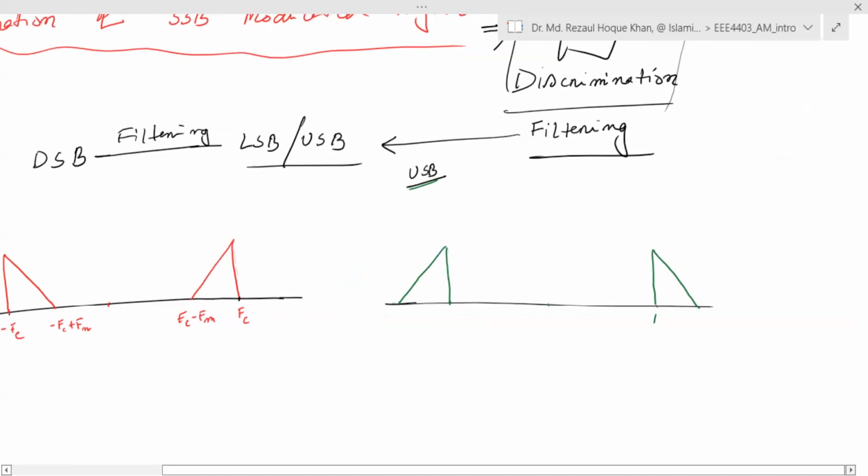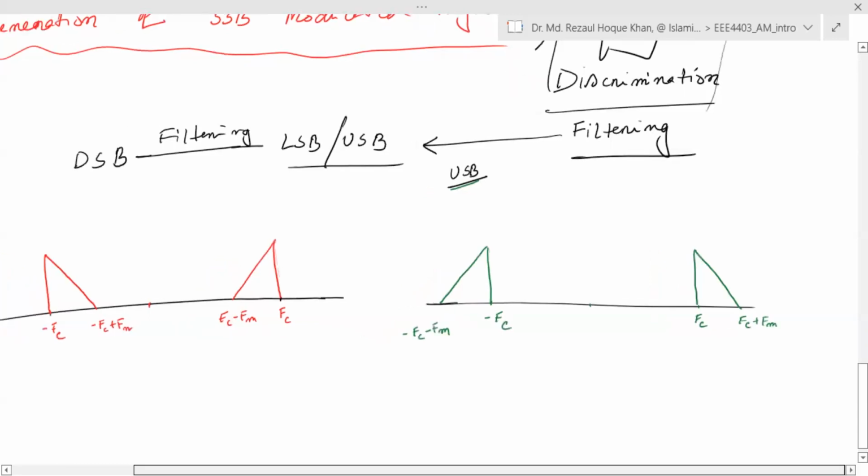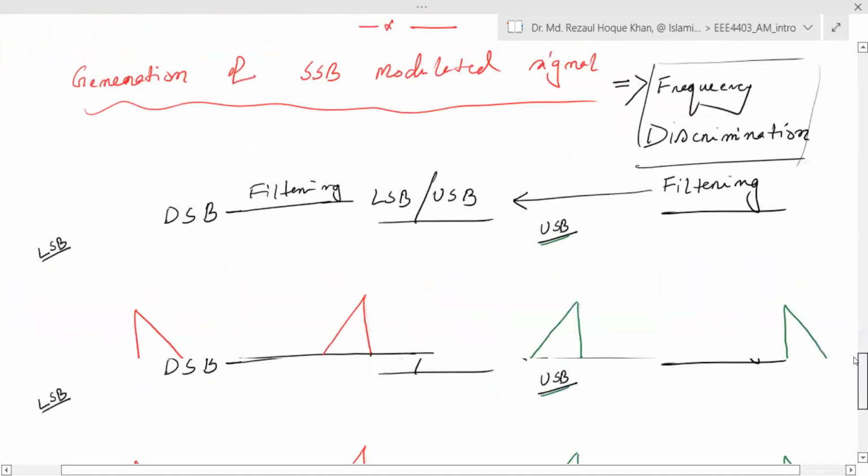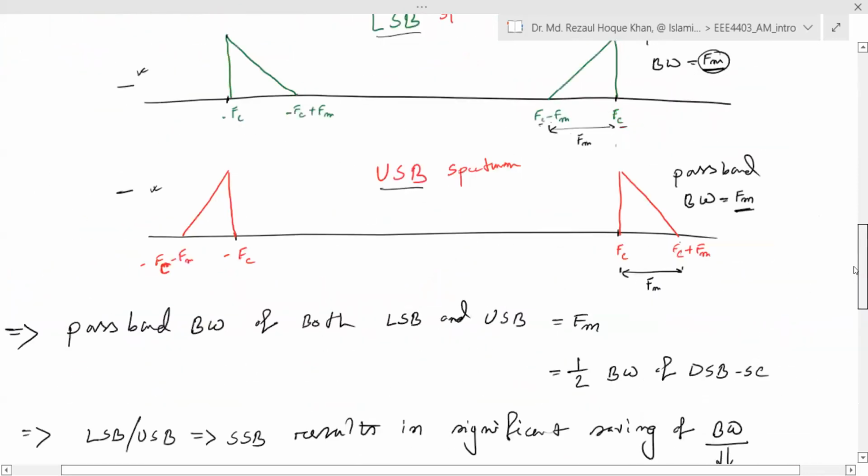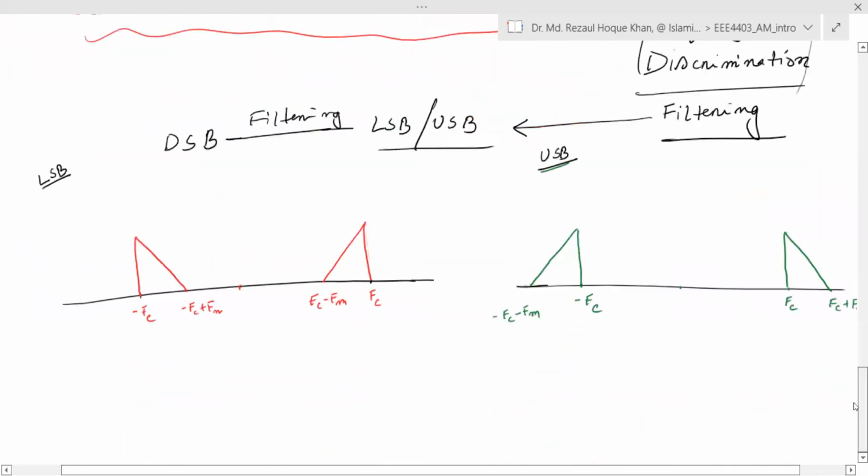This is FC, and this is minus FC. So this will be FC plus FM, and this will be minus FC minus FM. This is how the lower and upper sideband spectra look. I have drawn both pictures here.